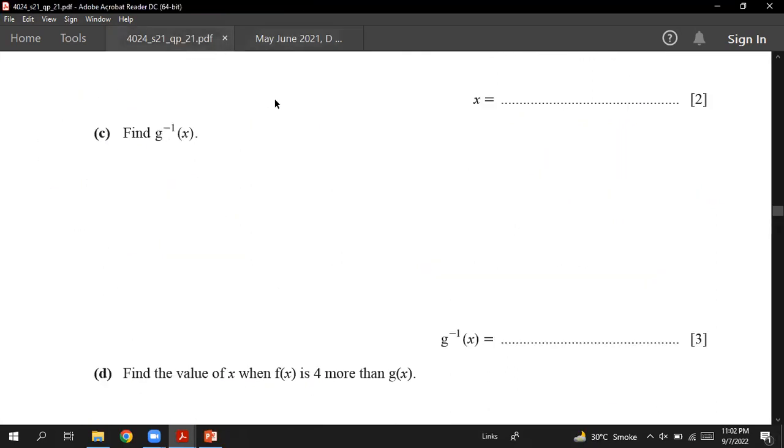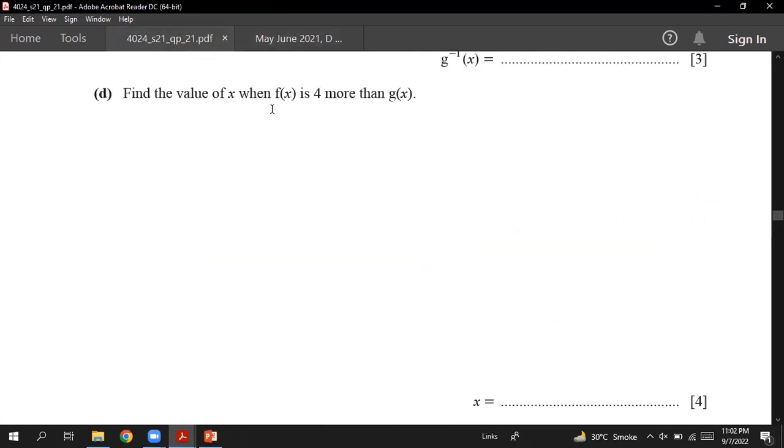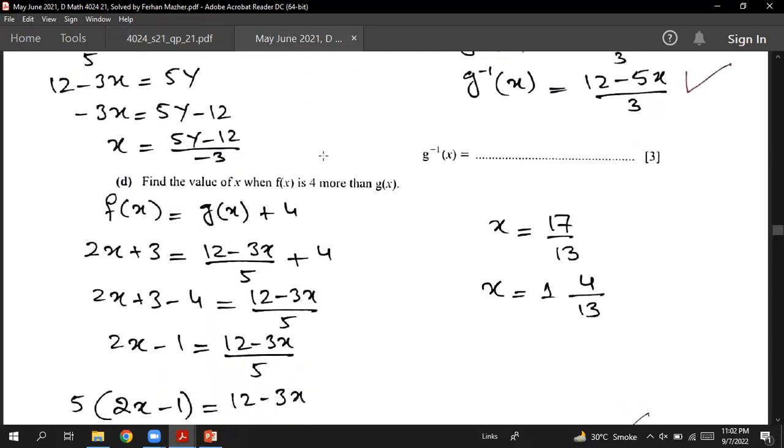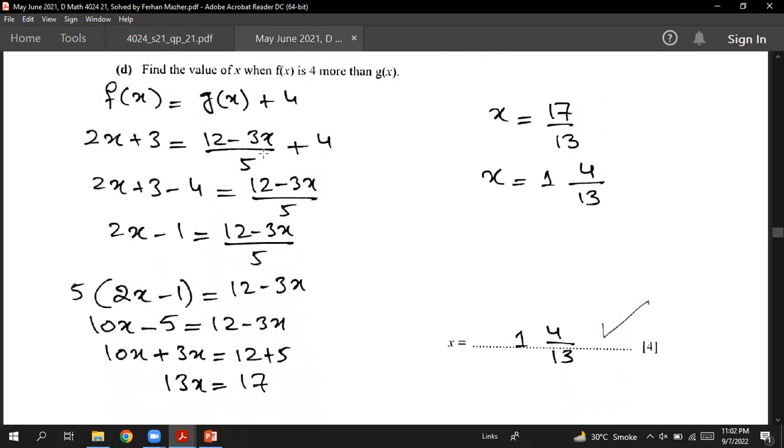Okay. So the next question they are asking is of 4 marks. They say find the value of x when f of x is 4 more than g of x. So they are saying that f of x is 4 more than g of x. Okay, put the formula here. So 2x plus 3 equals (12 minus 3x) by 5 plus 4.